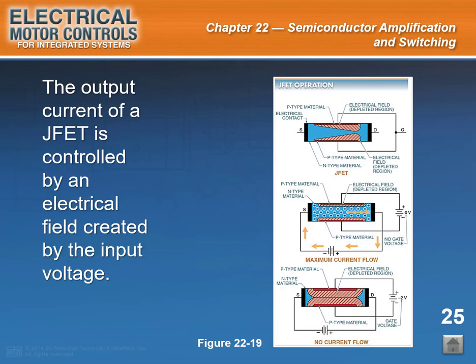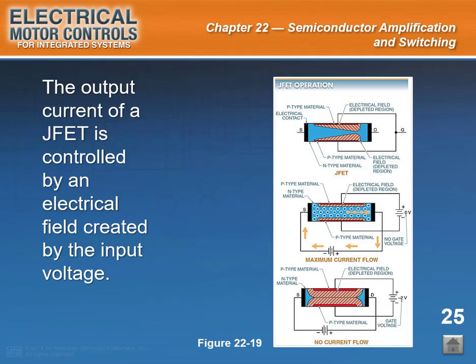The output current of a JFET is controlled by an electrical field created by the input voltage. See figure 22-19. A JFET is a unipolar device. This means that the channel through which charge carriers can flow from source to drain is made of a single polarity material, either N or P-type material.